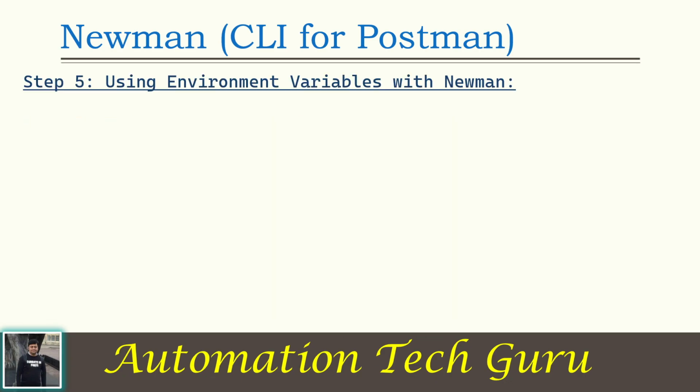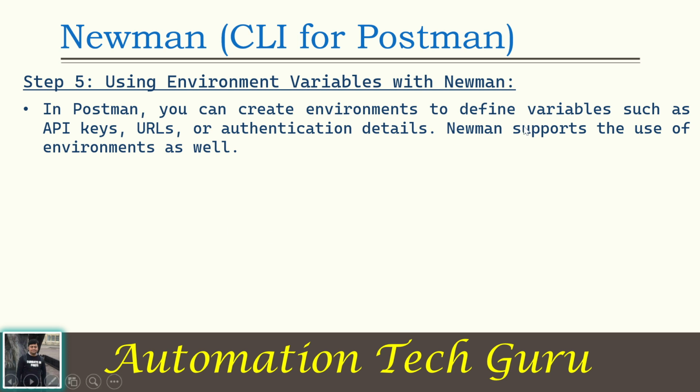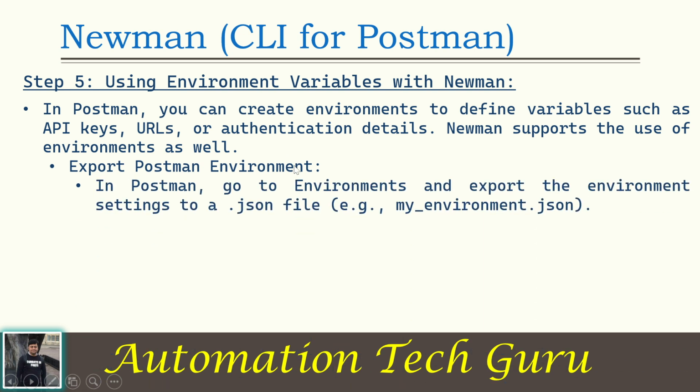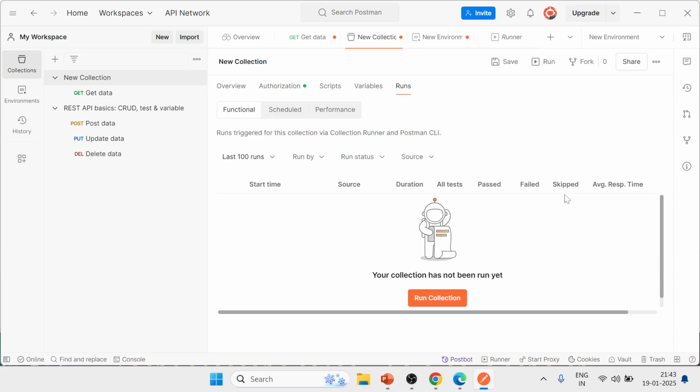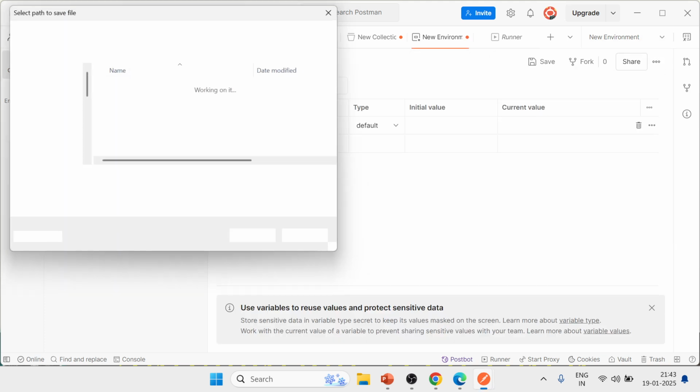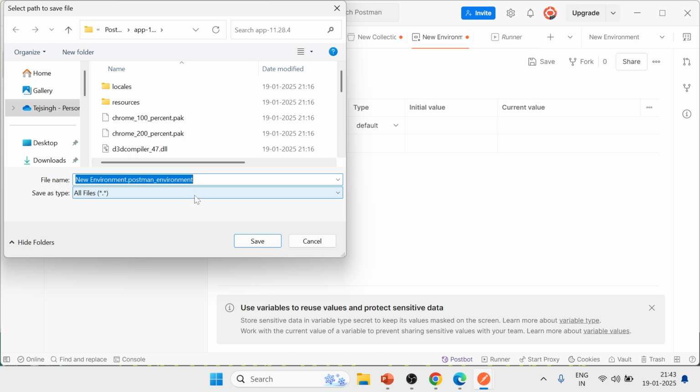Next is using environment variables with Newman. In Postman you can create environment variables to define variables such as API key, URL, and authentication details, and Newman supports the use of environments as well. So how can you do that? Export the Postman environment. In Postman, go to the environment. This is the new environment, and it is already open here, and you can go to this and export. In the same way, you can export the environment also.